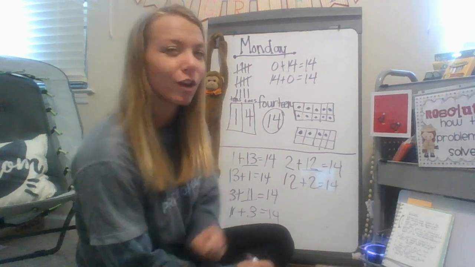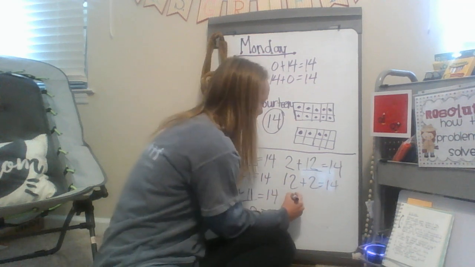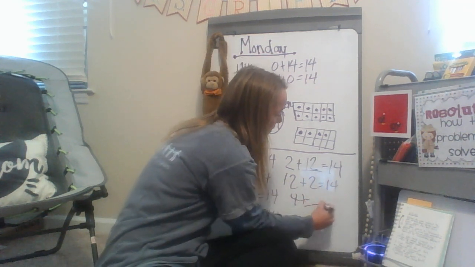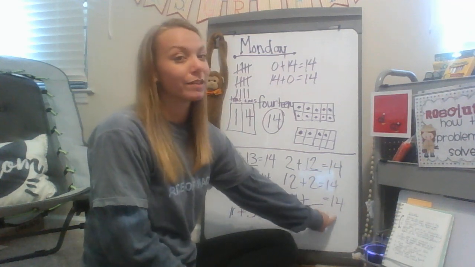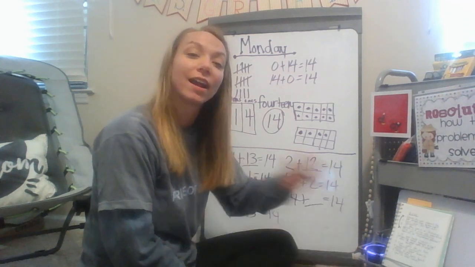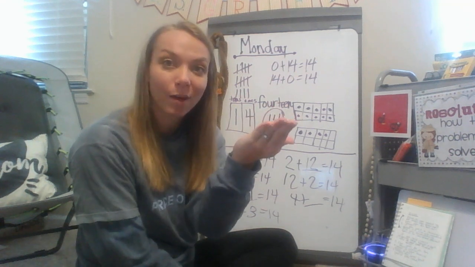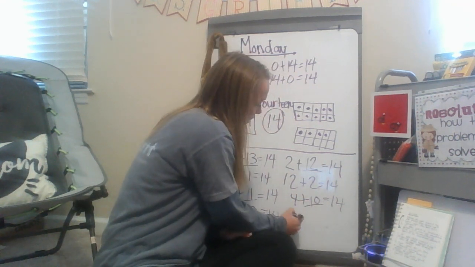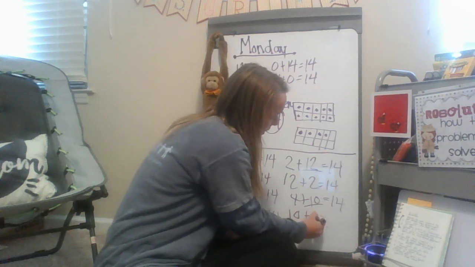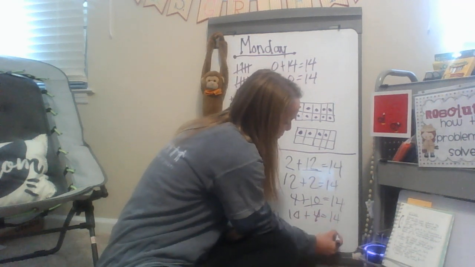One more and then I'll set you free. We've got 4. We're on 4. 4 plus something equals 14. Y'all, check out that ones place. I have 4 and I take away 4. What do I end up with? 4 plus 10 equals 14. Or 10 plus 4 equals 14.